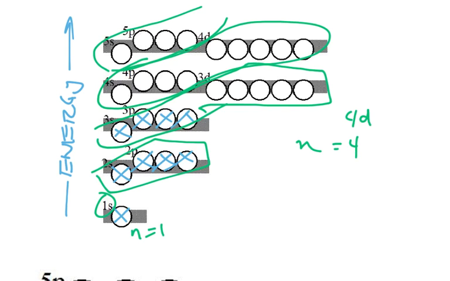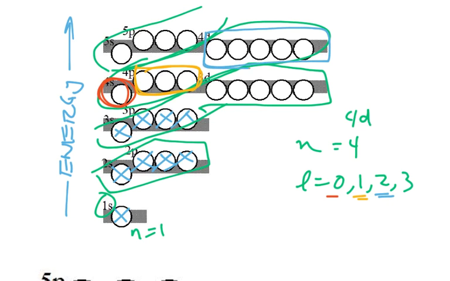Pretty obvious. When n equals 4, there are different values for L. L can have values of 0, 1, 2, and 3. So there are 4 possibilities. When L equals 0, we are talking about the 4s orbital. When L equals 1, we are talking about the p orbitals. When L equals 2, we're talking about the d orbitals. And not shown is the f orbitals, when L equals 3, so there are also some 4f orbitals higher up.